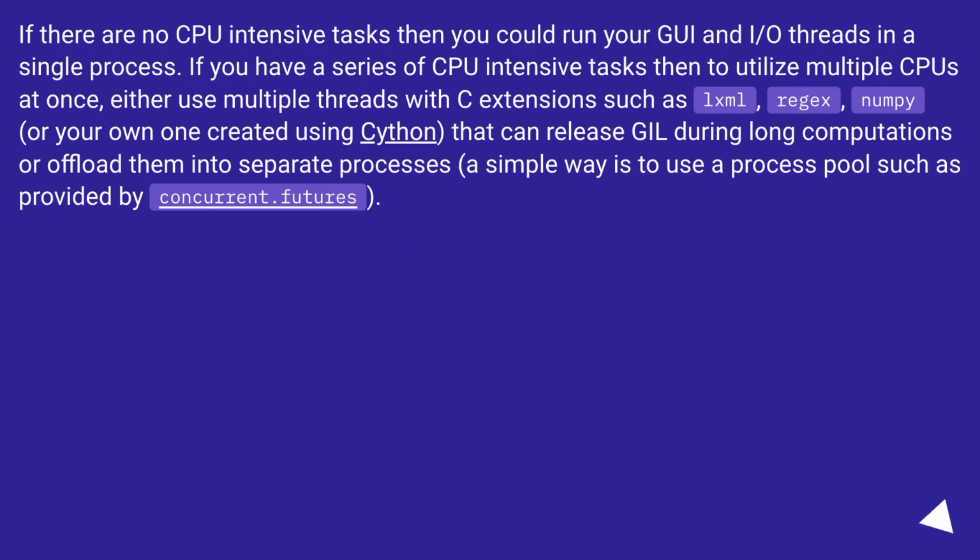If there are no CPU-intensive tasks, then you could run your GUI and I/O threads in a single process. If you have a series of CPU-intensive tasks, then to utilize multiple CPUs at once, either use multiple threads with C extensions such as lxml, regex, NumPy, or your own one created using Cython that can release the GIL during long computations, or offload them into separate processes. A simple way is to use a process pool such as provided by concurrent.futures.